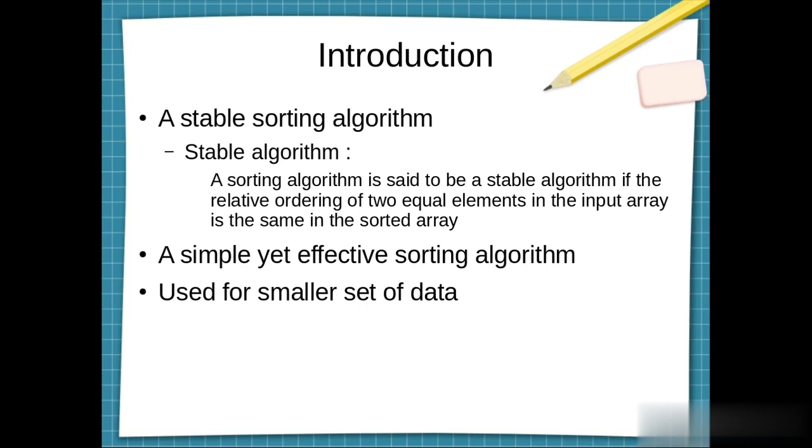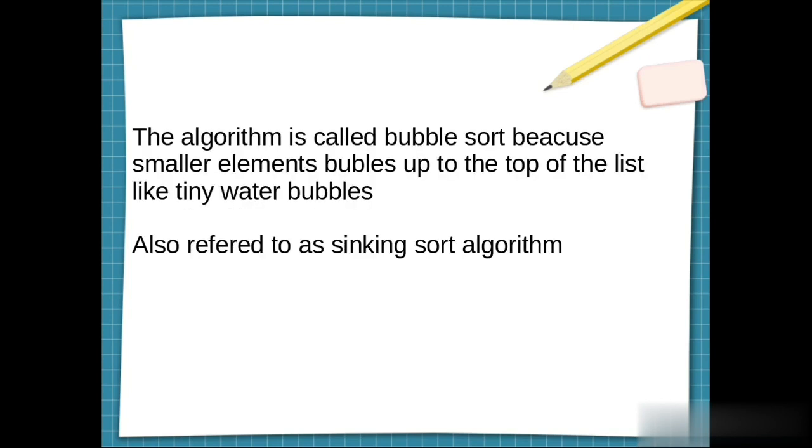An algorithm is stable when two elements in an array are the same, and when we sort them, the relative positions of the two elements don't change. The algorithm is said to be a stable algorithm. This algorithm is very effective when the number of elements is smaller.